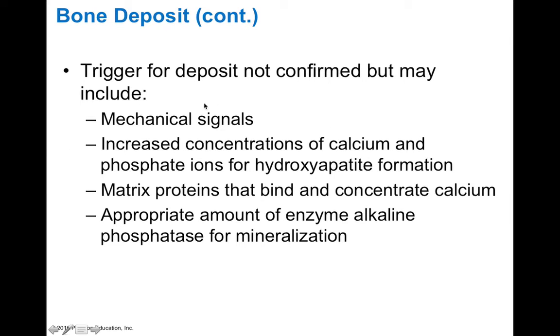Now, the triggers for bone deposit are not fully confirmed, but can include things like mechanical signals, increased concentrations of calcium and phosphate, matrix proteins that bind to calcium, as well as appropriate amounts of alkaline phosphatase for mineralization.